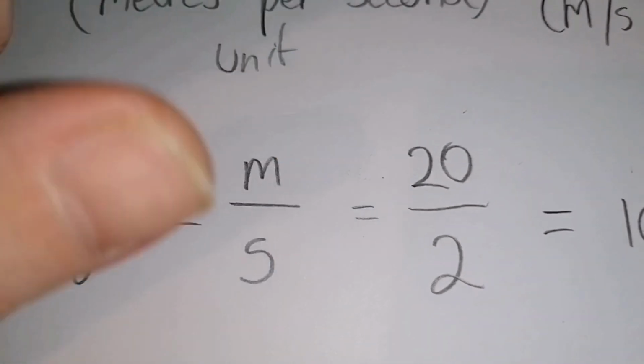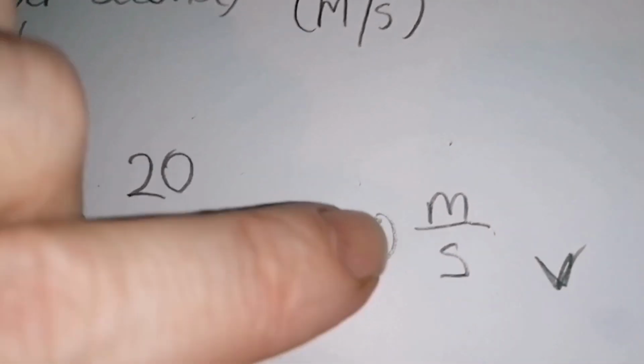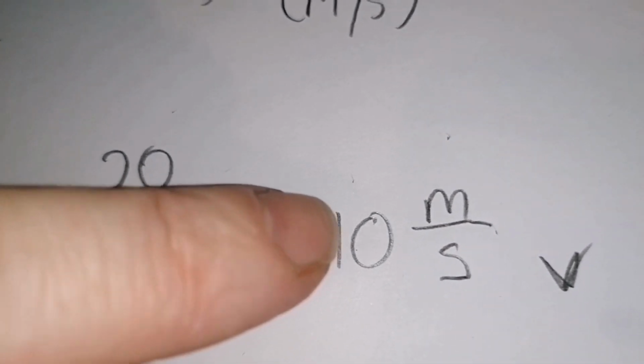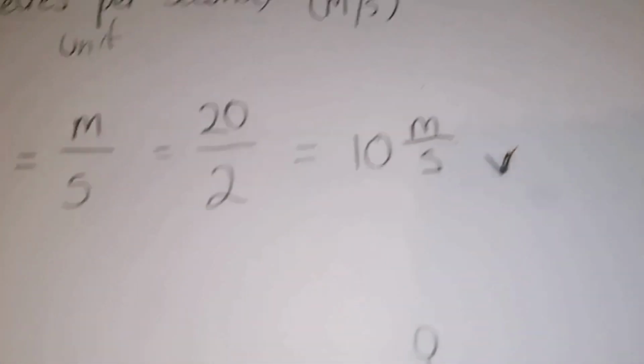So we know he moves 20 meters, just say it took 2 seconds. 20 divided by 2 equals 10. So the velocity is 10 meters per second. If you walk for 2 seconds, obviously you get to 20 meters because you're walking at 10 meters per second.